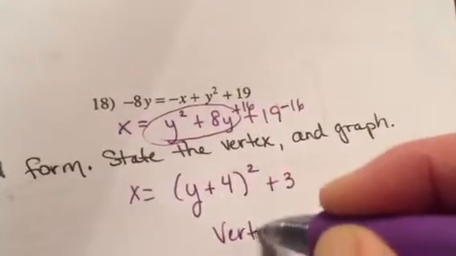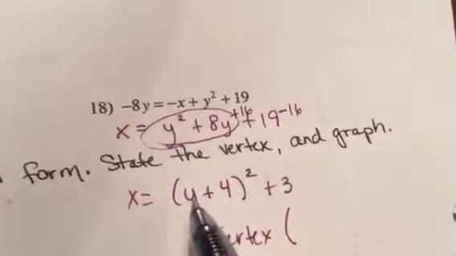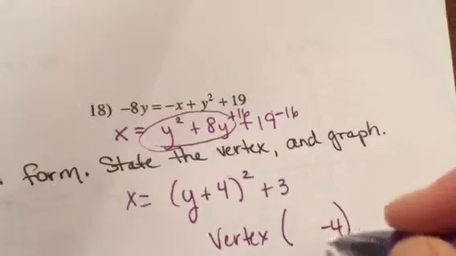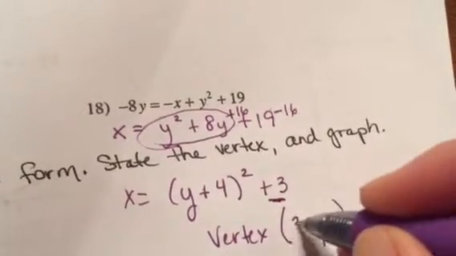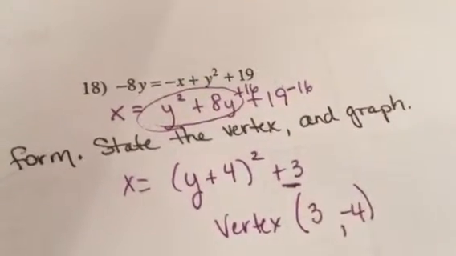So what is your vertex here? Be careful because this is my y value. So my y value is going to be a negative 4. And what's tagged on here would be your x. So there's your vertex. Okay, and then just graph it.